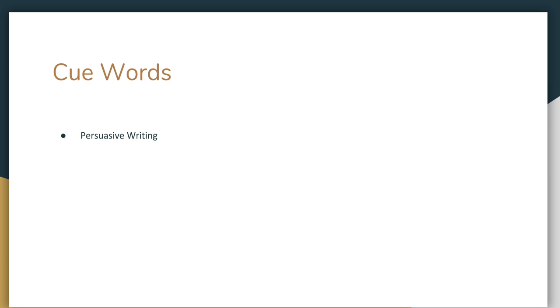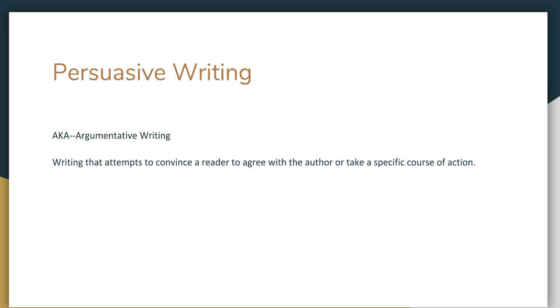Your keywords are persuasive writing, elements of a good argument, and speech. Persuasive writing is also known as argumentative writing. This is writing that attempts to convince a reader to agree with the author or to take a specific course of action.